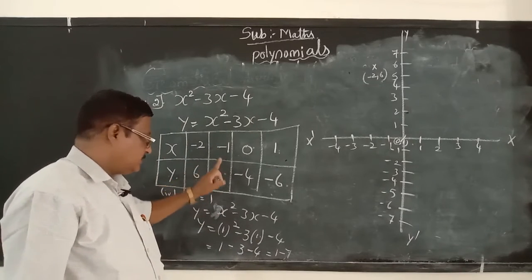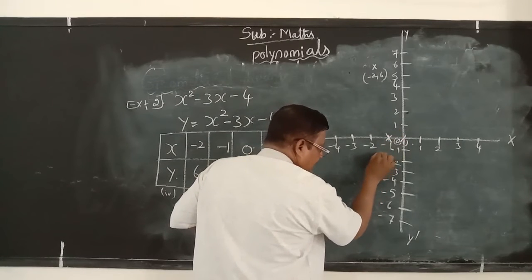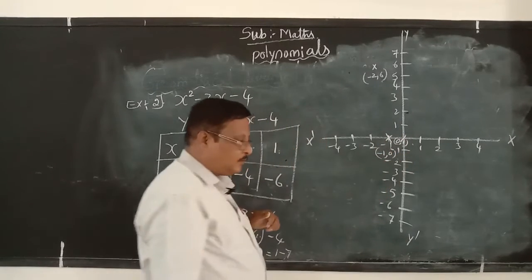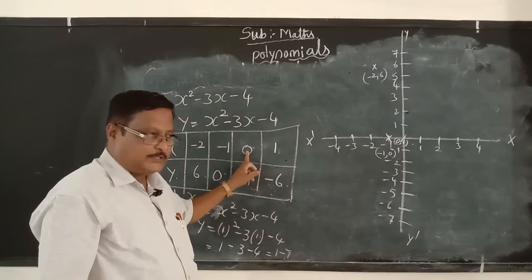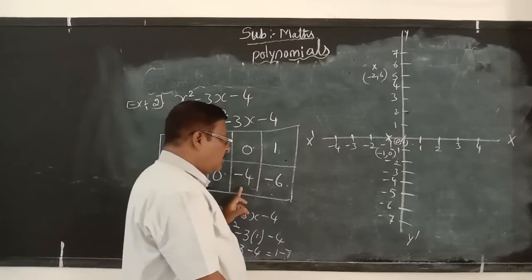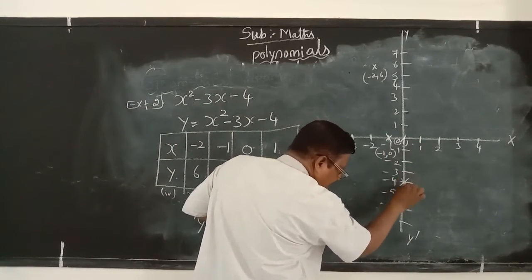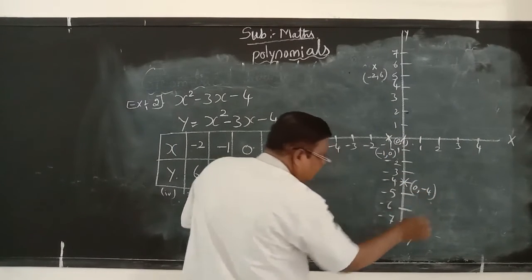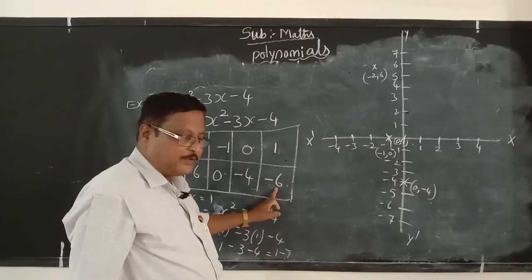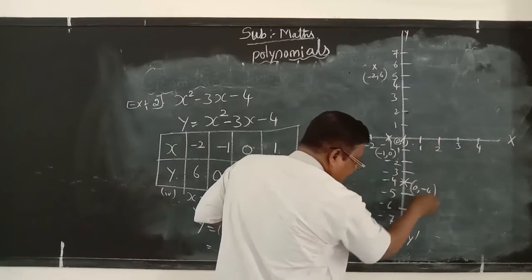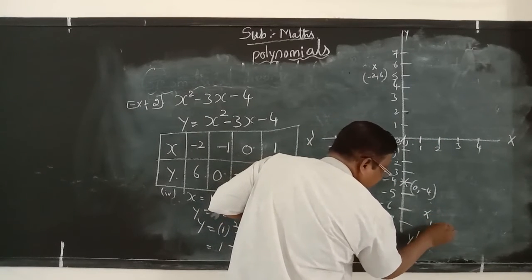Next one is x value is minus 1, y value is 0. This is the minus 1, y value is 0. This is the point minus 1 comma 0. Next, when x value is 0, y value is minus 4. This is the x value 0, y value is minus 4, which means this is the point 0 comma minus 4. Next, when x value is 1, y value is minus 6. X value is plus 1, y value is minus 6. This is 1 comma minus 6.